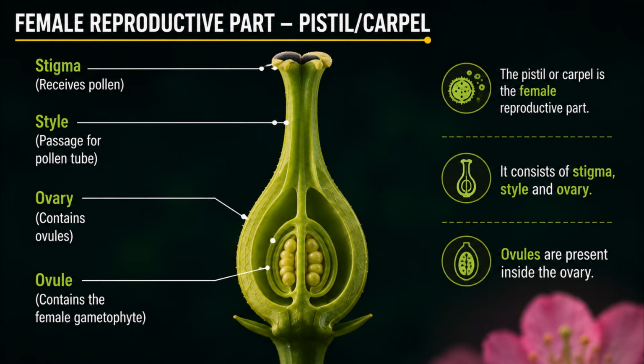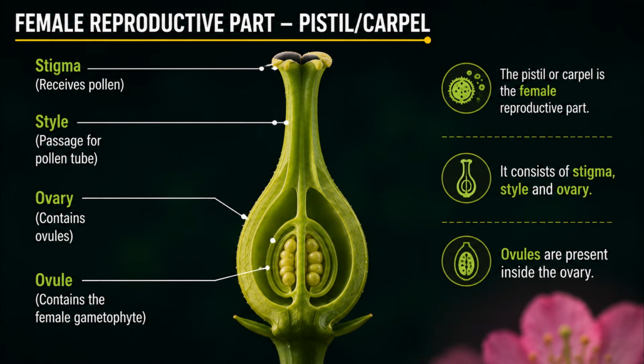A typical pistil consists of three main parts: the stigma, the style, and the ovary. The stigma is the receptive surface where pollen grains can land during pollination. The style connects the stigma with the ovary and provides a pathway through which the pollen tube can grow. At the base is the ovary. The ovary contains one or more ovules.